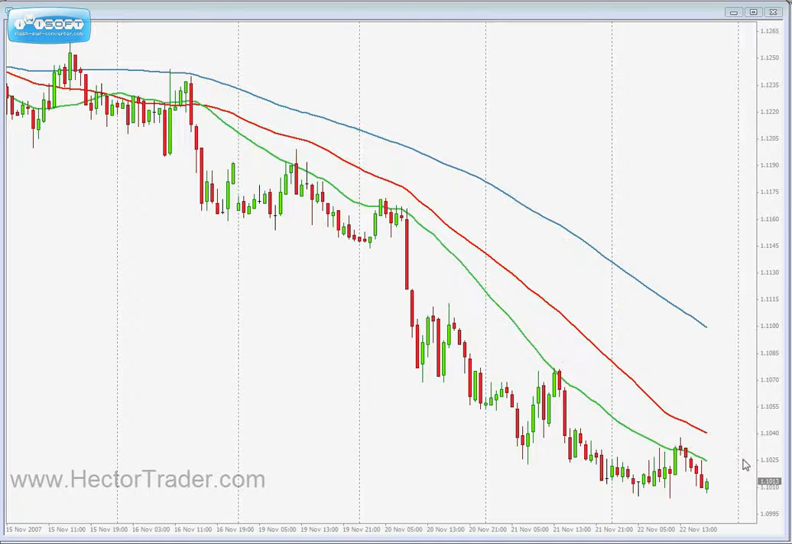All right. In my opinion, it's a very important area. And as a trend trader, I always like to keep an eye on the dynamic area, because it's a good indicator that we can use to read the overall health of the trend.